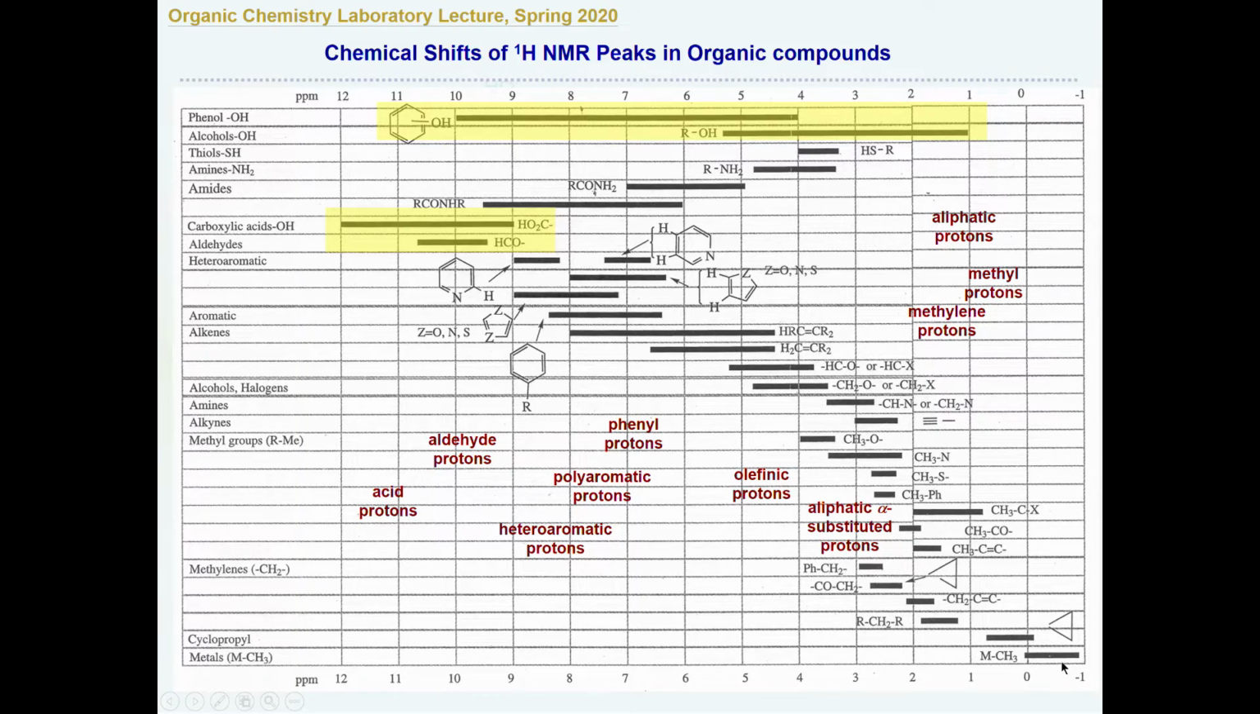You can download or see this type of chart from Google. There are many different types, but this is just one typical one. You can see that 0 ppm is what we use as a reference. It's TMS, a silicon compound, as a reference, and all the different peaks are correlated to that in the chart.